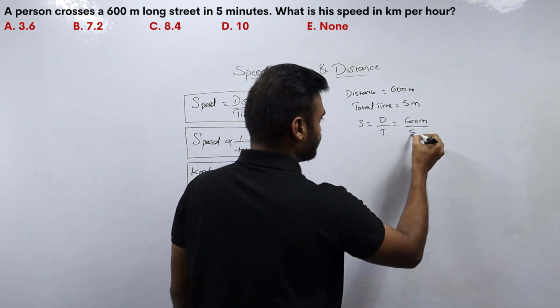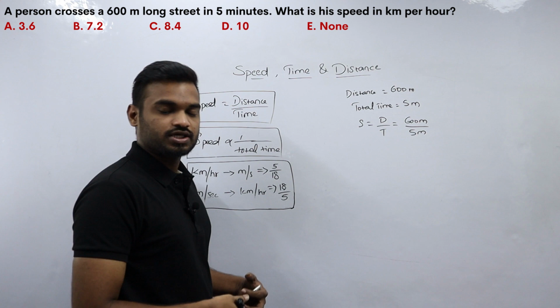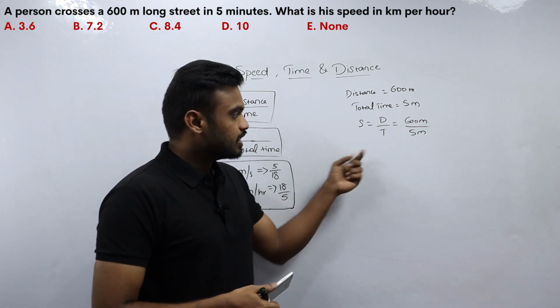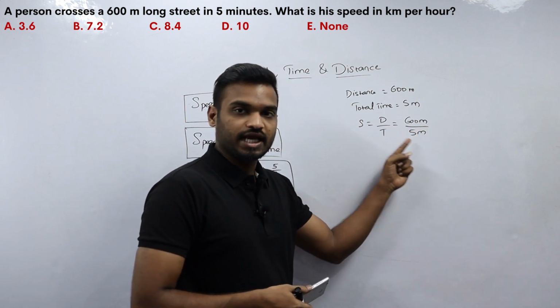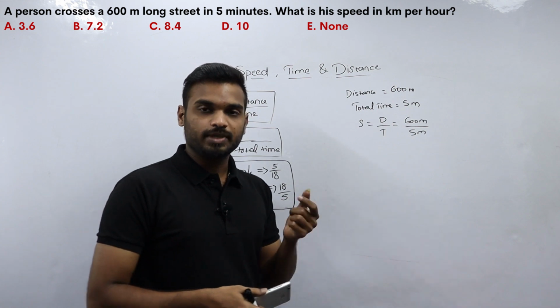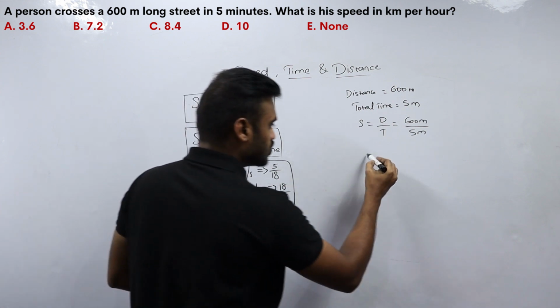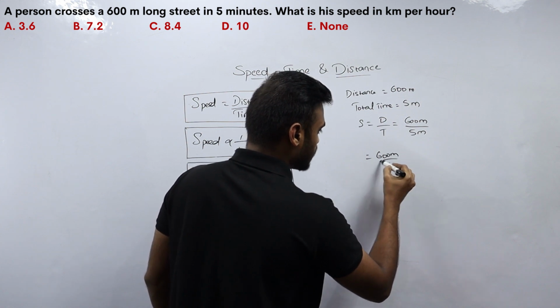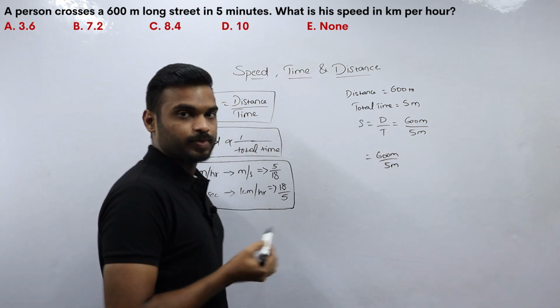by 5 minutes. Okay, but they are asking us to find out the speed of a man in kilometers per hour. But here the distance is in meters and the time is in minutes. So we need to convert all this into kilometers per hour. I have already told you 600 meters by 5 minutes. Now we need to convert this into kilometers per hour.